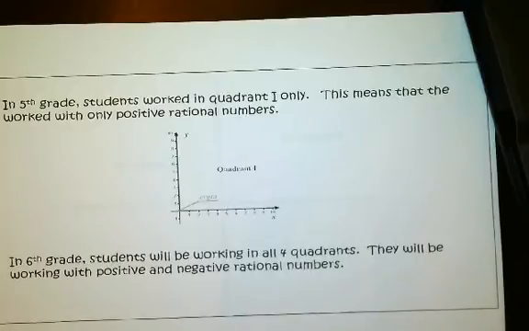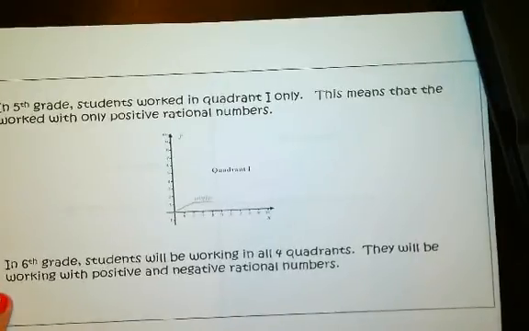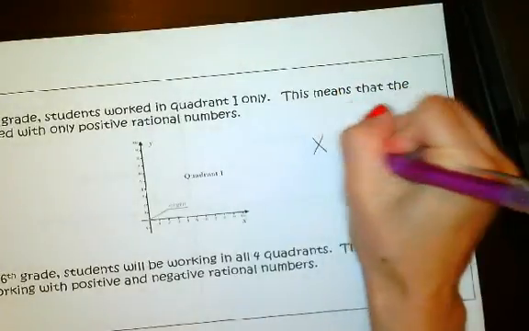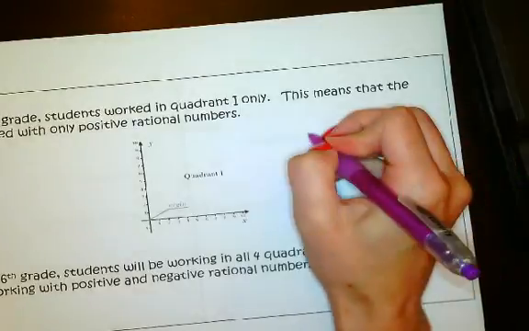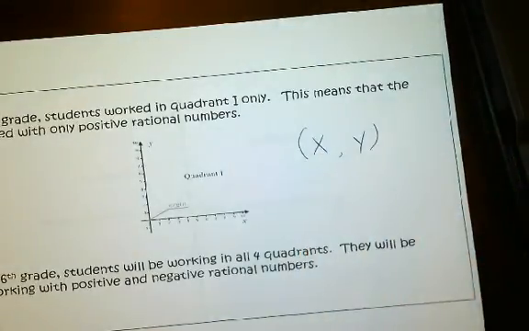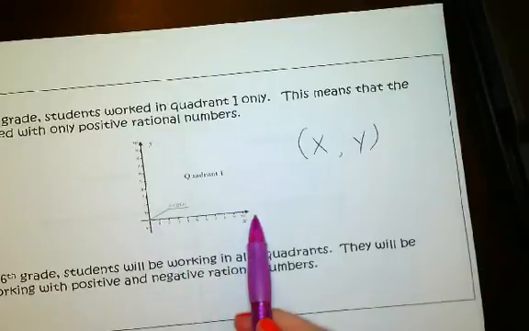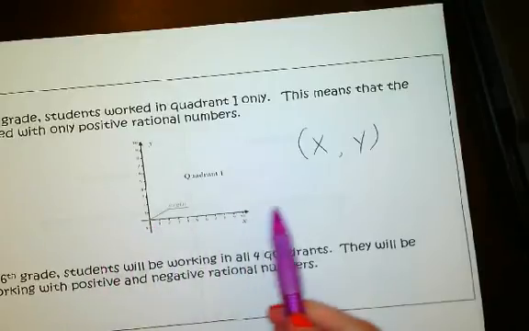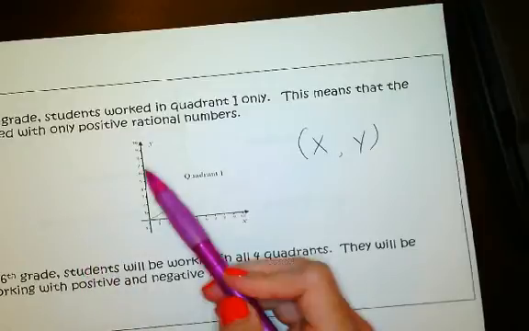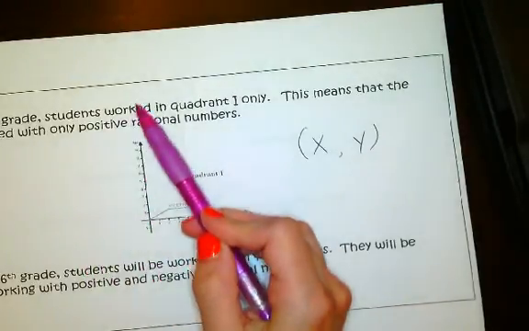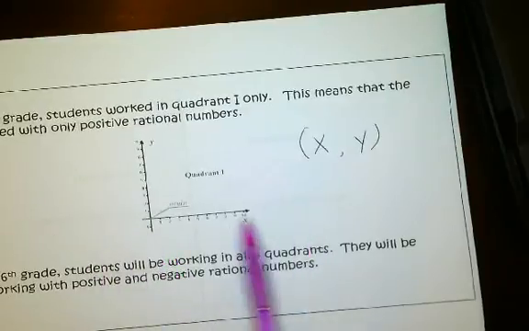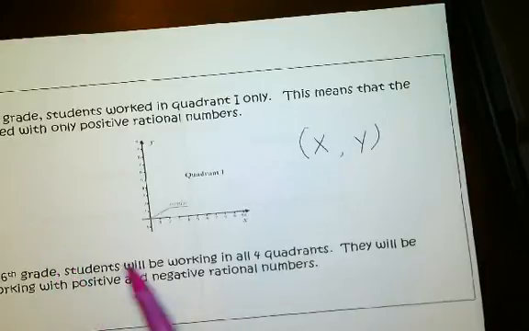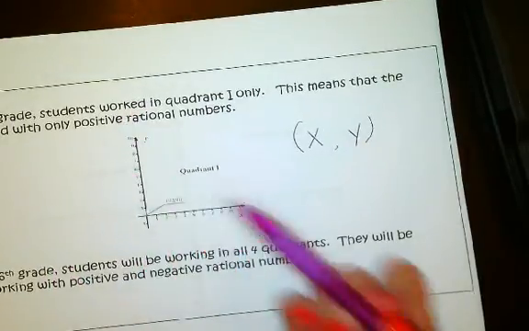Now let's remind ourselves what an ordered pair looks like. An ordered pair is going to have an x and a y. It's going to be separated by a comma, and it's going to be closed in with parentheses. The x-axis goes from left to right, and the y-axis goes up and down. Anytime we're working with an ordered pair, we always want to start with the x-axis and we want to walk, and then we want to go with the y-axis and we want to jump or fly.